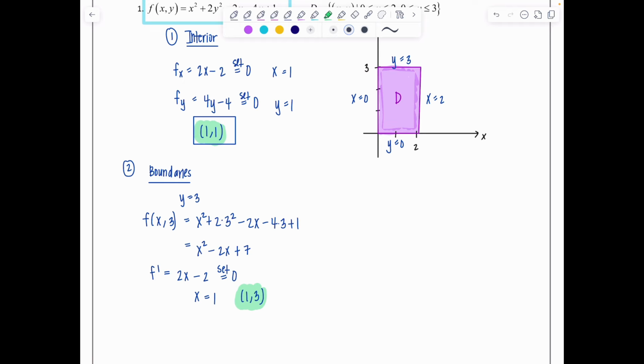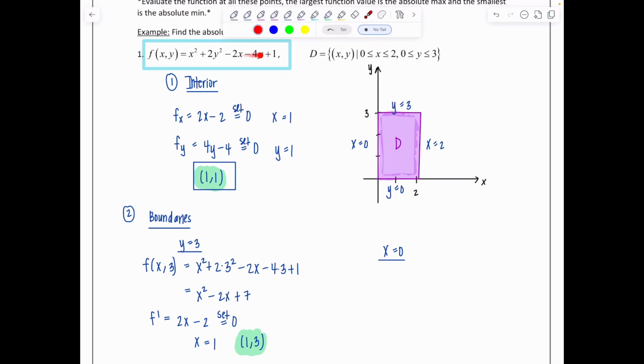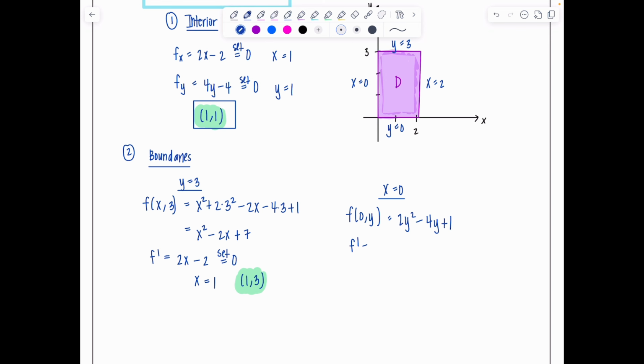Okay, moving on. You just got to repeat. So I did y equals 3. Now I'll move and do x equals 0. So again, you go to the original function right here, and I'm going to substitute in 0 for x. So we have f of (0, y), that's going to be 2y squared minus 4y plus 1. Okay, so f prime is going to be 4y minus 4.